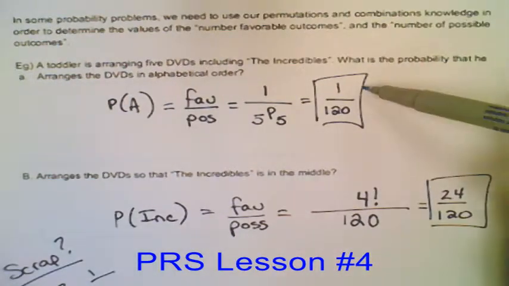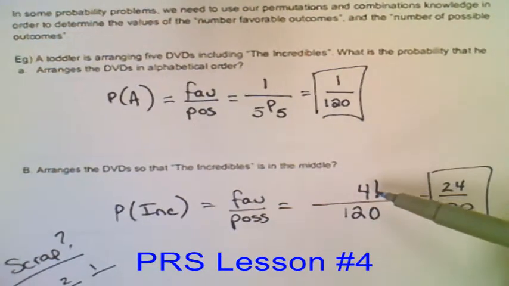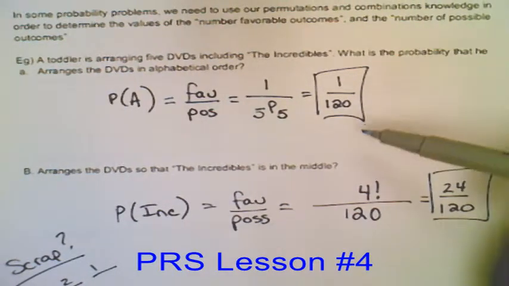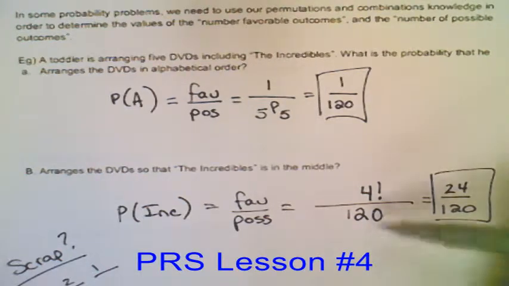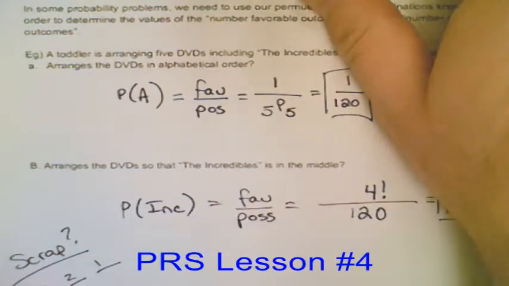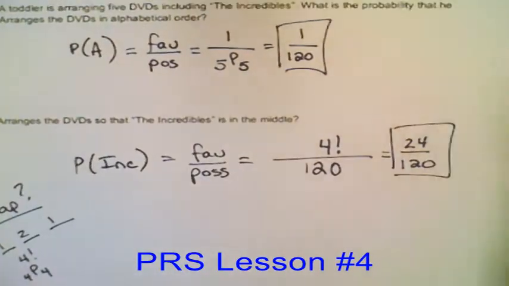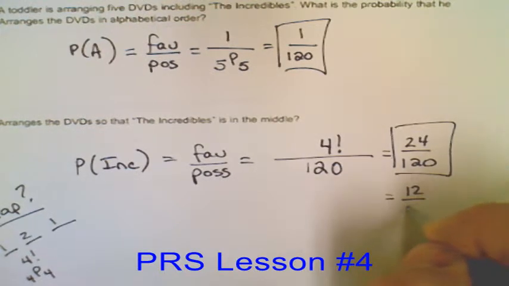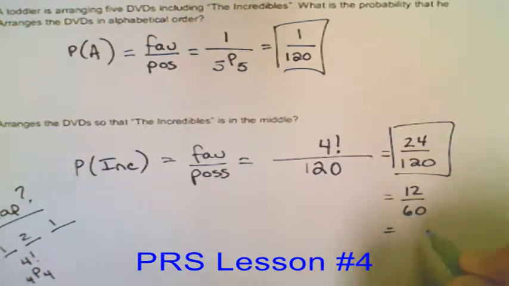I'm using my perms and combs knowledge to figure out the favorable and the possible separately. Keep in mind, for this one I didn't use perms and combs for favorable, I just used logic. I used perms and combs for possible, but I didn't redo it. I'm still talking about the same thing, so I just carried it over. So I used logic to get that 120. It was the perms and combs that I needed for the 4 factorial.